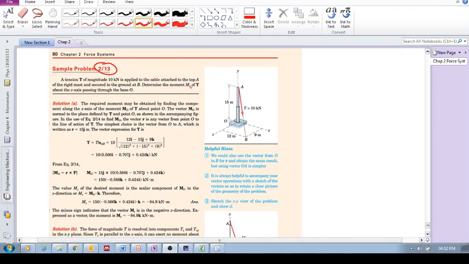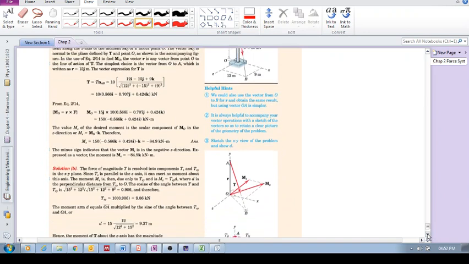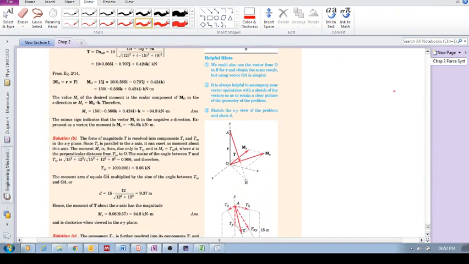Determine the moment Mz of T about the z axis passing through the base O. Alright, so how will we do this? Well, the first step really is to calculate the moment of T about O. They've actually got three solutions here, and I'm going to go into solution A. As you can see, three solutions, 1, 2, 3.